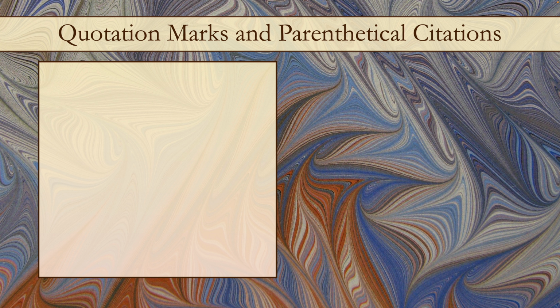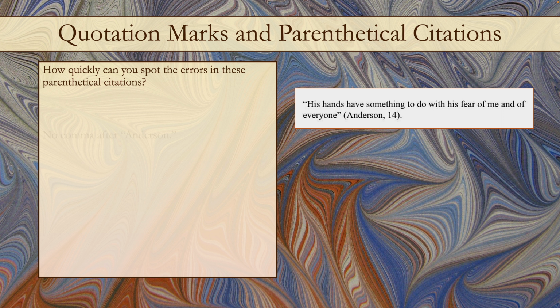So let's test your knowledge so far. How quickly can you spot the errors in these parenthetical citations? I'll put up a number of examples on the right-hand side of the screen. You might pause with each one and try to figure out what's wrong with it, and then hit play and see the mistake. So here's the first one. The mistake here is that there should not be a comma after Anderson's name.